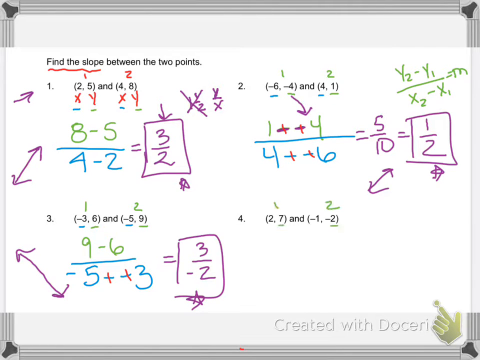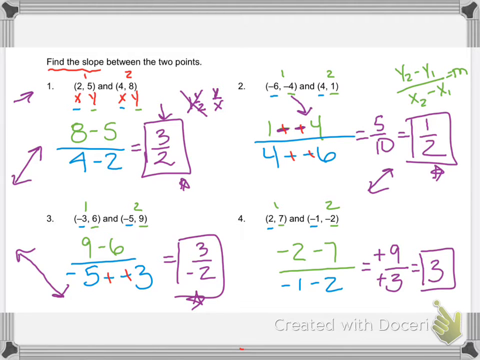Last one, I'm going to take my y's on top, subtract my x's, and I'm going to have lots of negatives here. Now remember, two negatives here are also going to make a positive when you simplify that. So negative 9 over negative 3 simplifies to just be 3. You could also write that as 3 over 1.